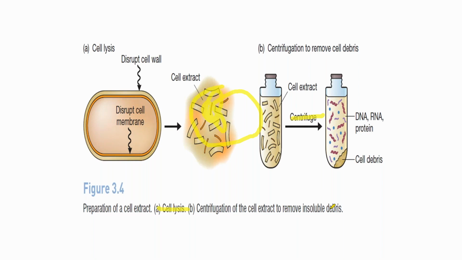As a result of centrifugation of the cell extract to remove insoluble debris, you will have a pellet here. See, this is the cell debris, that is the pellet. This pellet is nothing but the insoluble portion, the insoluble cell wall fractions, plasma membrane fraction, or whatever is the cell debris, which is nothing but the pellet. And in the supernatant, what do you have remaining? You will have DNA, RNA, and proteins, mainly in the supernatant.